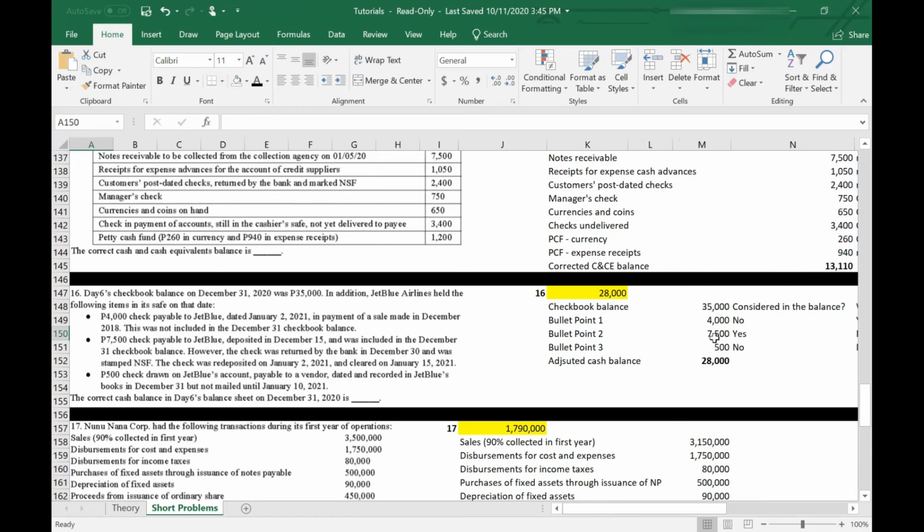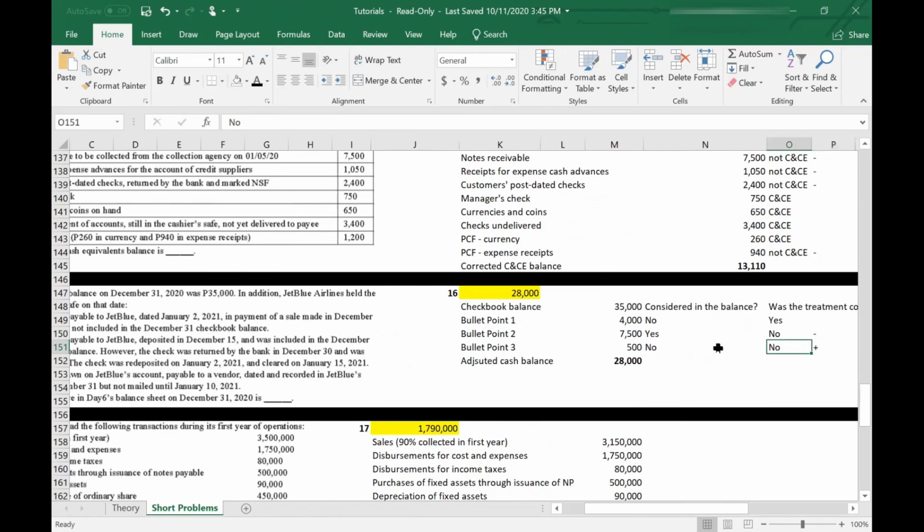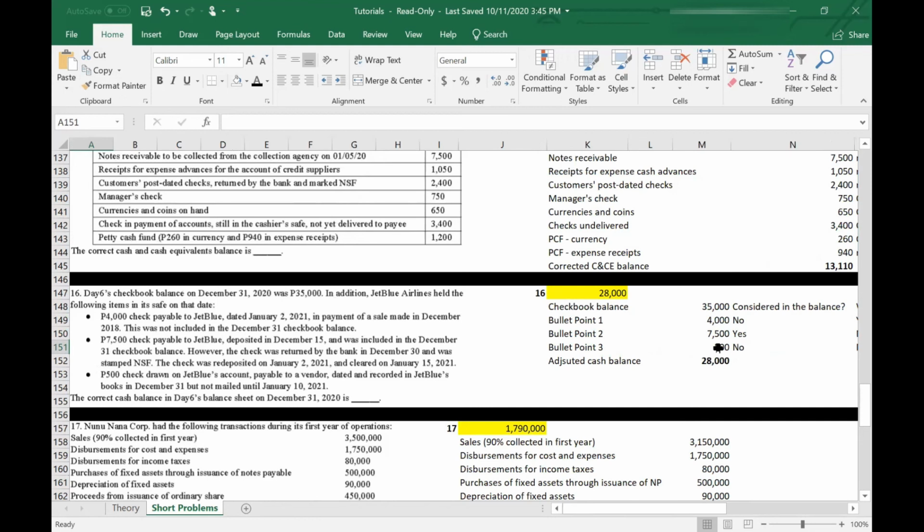For bullet point number 3, a 500 check drawn on JetBlue's account, payable to a vendor, dated and recorded in JetBlue's books on December 31, but not mailed until January 10, 2020. This 500 pesos was already deducted from your balance. So this 500 peso was deducted from the 35,000. Is that correct? No, because you have not yet delivered or mailed the check, right? If you have not yet mailed it, it should still be your cash. You should not have deducted it. You deducted it, so you add it back. So for us to get the answer of 28,000, it's simply 35,000 minus 7,500 and then plus 500.